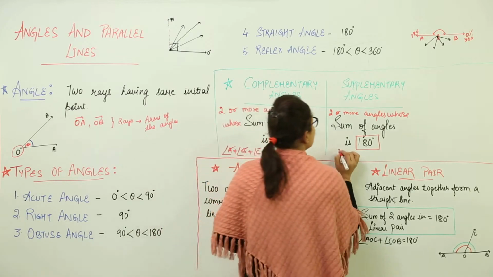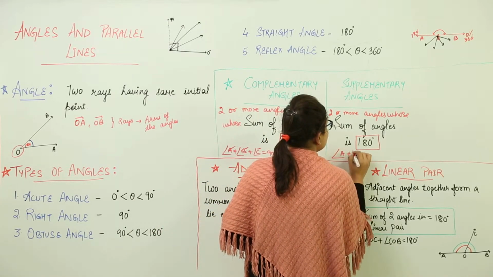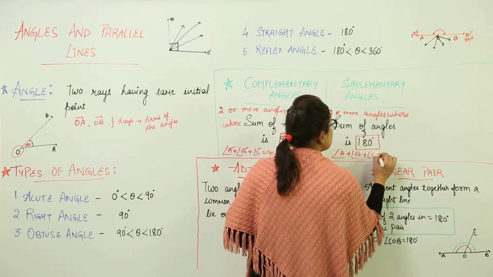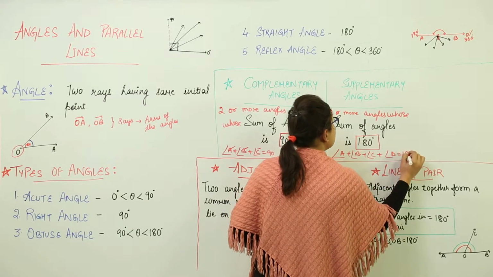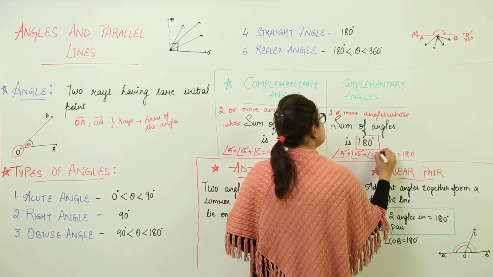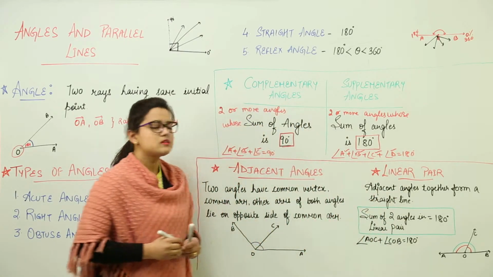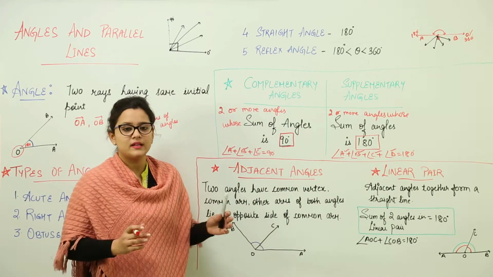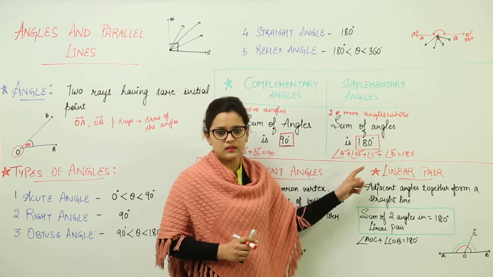Now you can have more than two angles also, right? Maybe you can have four angles whose sum is coming equal to 180 degrees. So you can say A, B, C and D are the supplementary angles because when you add them up together you are going to get 180 degrees.